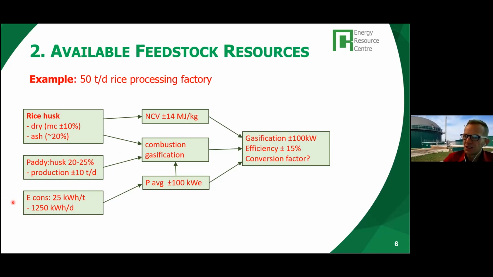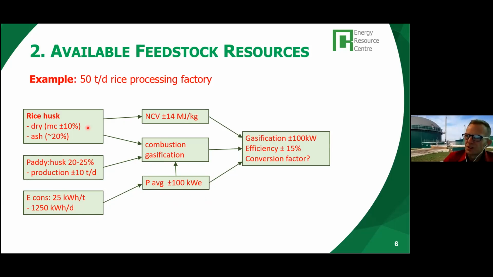Your electricity consumption for the processing could be in the range of about 25 kilowatt hours per ton of rice processed. So for such a unit, it could be in the order of 1250 kilowatt hours per day. So it might give you roughly 100 kilowatts on average of electricity demand.